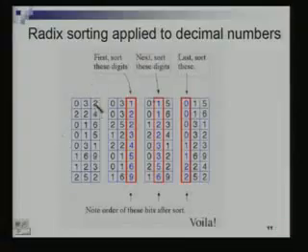Now there is nothing sacrosanct about binary numbers. I can also apply the same technique to decimal numbers. So what do I do? First I sort with respect to the rightmost digit, which means that the ones would come before the twos, would come before the threes, and so on. Again the sorting is stable.